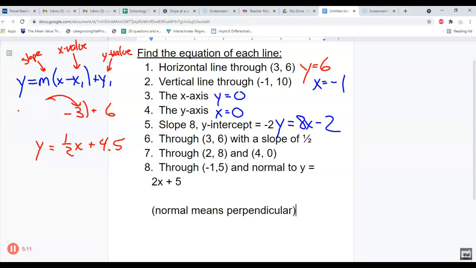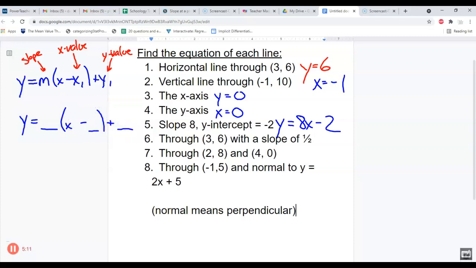Alright, so if I try that with number 7, one little extra step here. I didn't give you the slope in 7. But you can find that. And then you can use either point you want. Both of these will give you the same. If you want to convince yourself, you can work it through 2 ways. But I'm just going to choose the one that makes it look easier, which is the 4 and the 0.